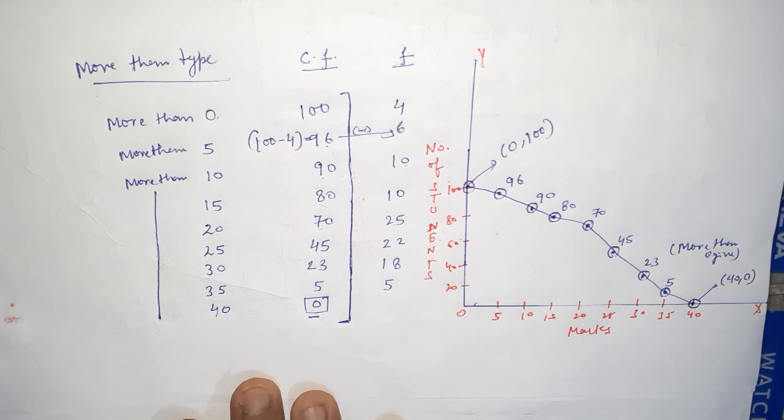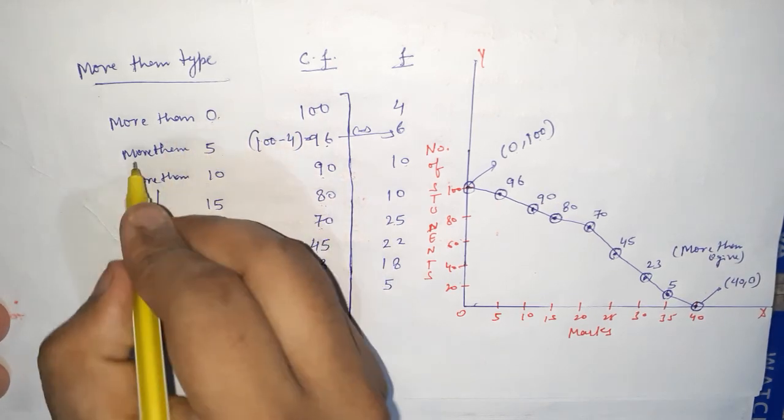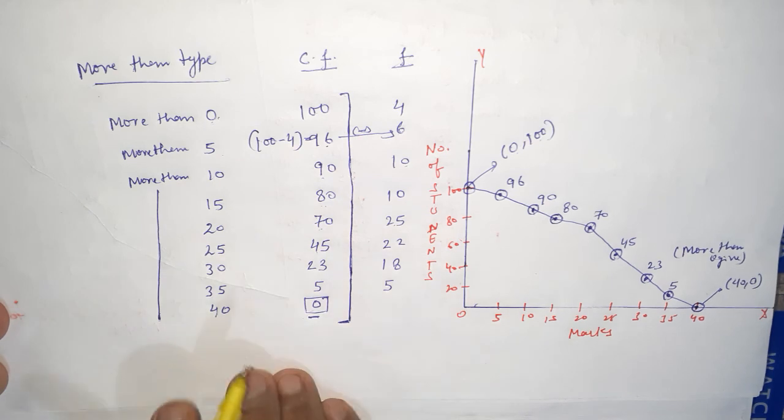What we have to do? We have to convert the given question into a less than type table. In less than type we always take the upper limit and then write less than 5, less than 10, like that. And in more than type, as you can see, I have taken the lower limit: more than 0, more than 5, more than 10, and then we will plot it.